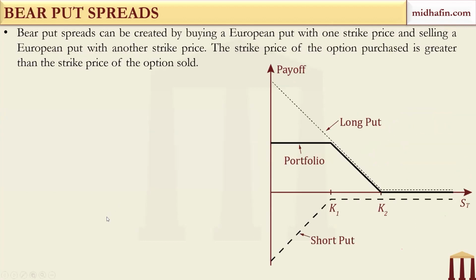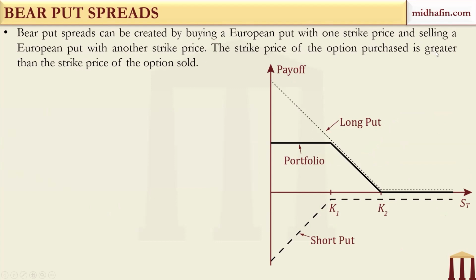Next, we have bear put spread. Again, as the name suggests, if you are bearish about the market, then we put in place the bear put spreads using the put option. As it is written here, you buy a European put with one strike price and sell a European put with another strike price.